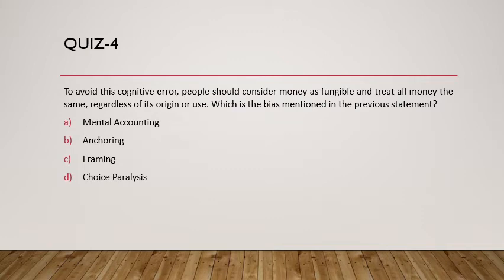Let us move to the fourth quiz question quickly. To avoid this cognitive error, and as I said in the beginning, we are looking at emotional biases and cognitive errors both, people should consider money as fungible and treat all money the same, regardless of its origin or use. Which is the bias mentioned in the previous statement? I'm sure you would have got the hint now, we just discussed this part a couple of minutes back. This is without any doubt about mental accounting. Again, this is checking the concept. The previous one was an example.